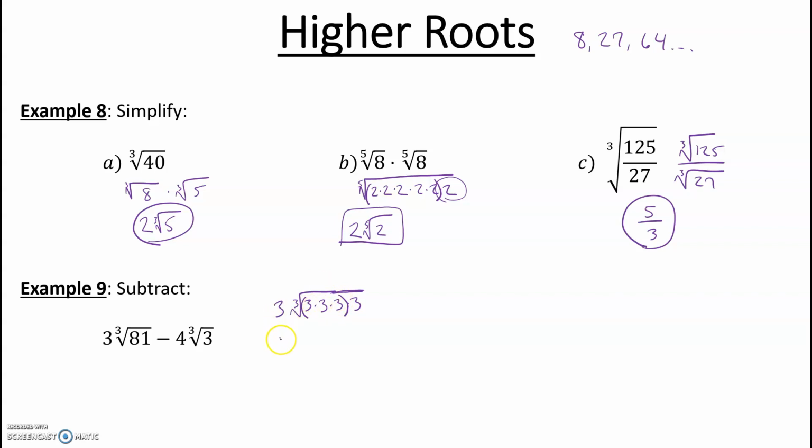3 times 3 gets me 9 on the outside. And then I still have that 3 all alone inside. Minus 4 cube root of 3. And now that they're the same, you can go ahead and subtract. 9 of them minus 4 of them gives me 5 cube roots of 3. Moving on.